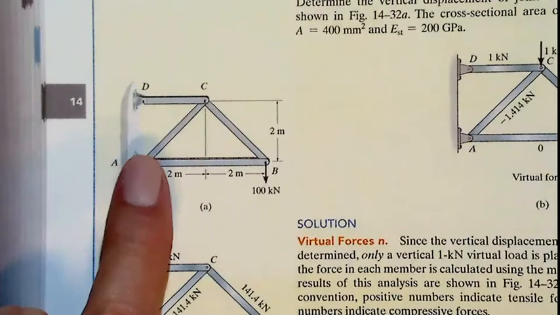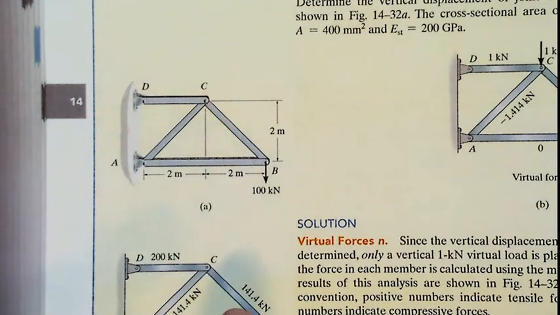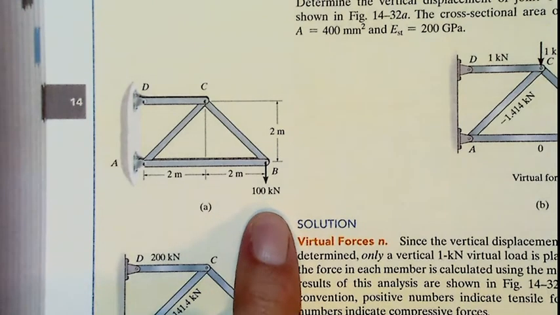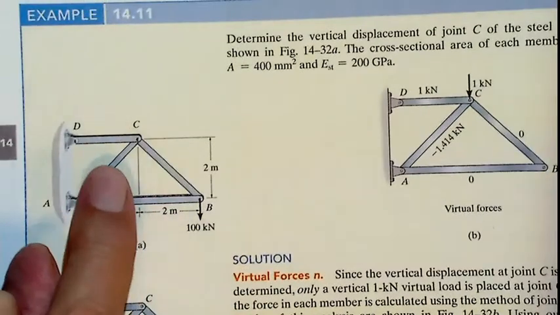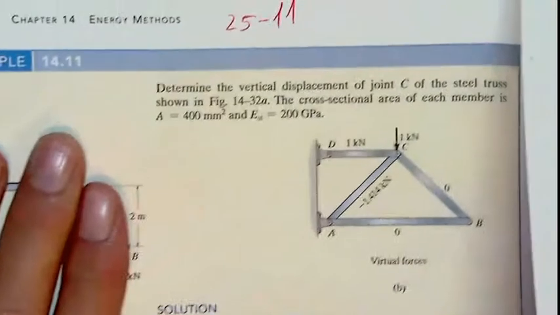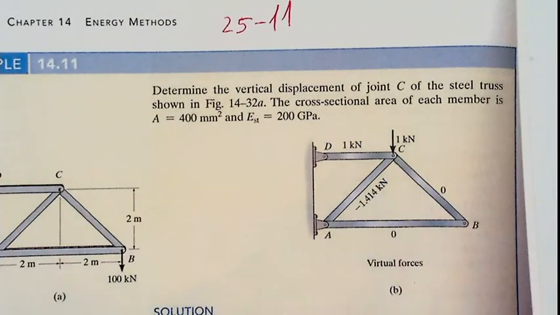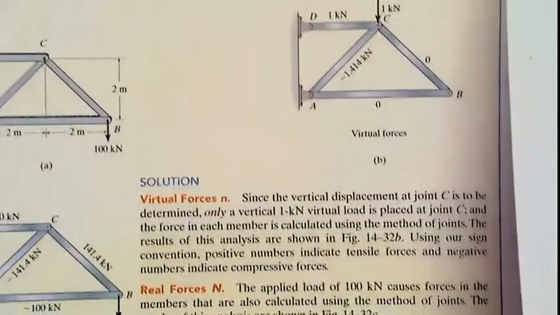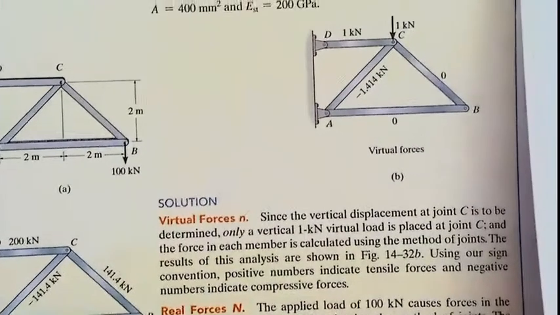So we have this truss, members 1, 2, 3, 4, and there is a real load of 100 kilonewtons. I would like to find the displacement at point C. What do I do? I will apply a virtual force in that direction. Then I will solve the first problem for virtual loads.